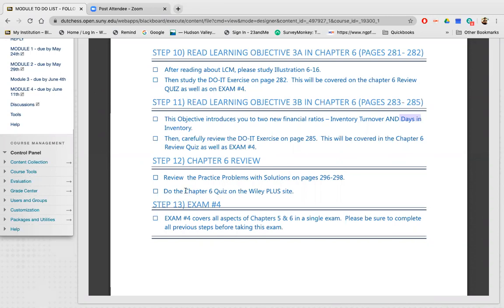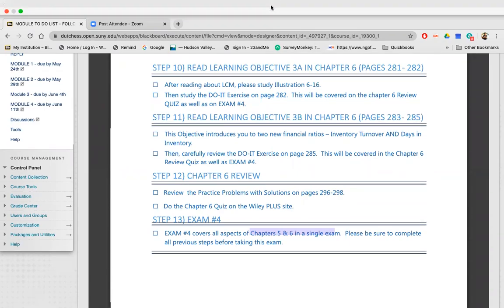There's a Chapter 6 review quiz. And then after that, Exam number 4 is on both Chapters 5 and 6, everything you've learned in these 2 chapters together. Please note the due date. You do have several days to get this one done, but it moves quickly. There's a lot of stuff here. So please make sure you have all of that done.